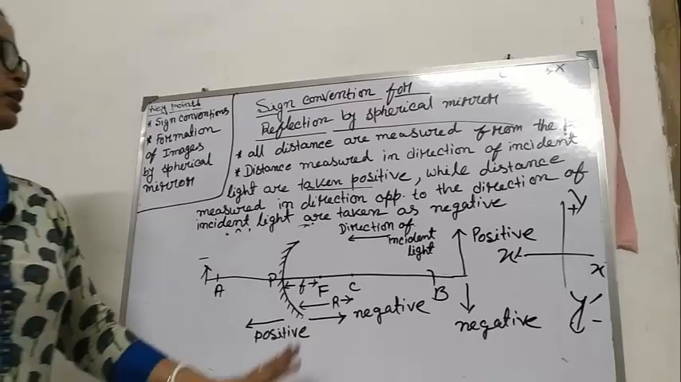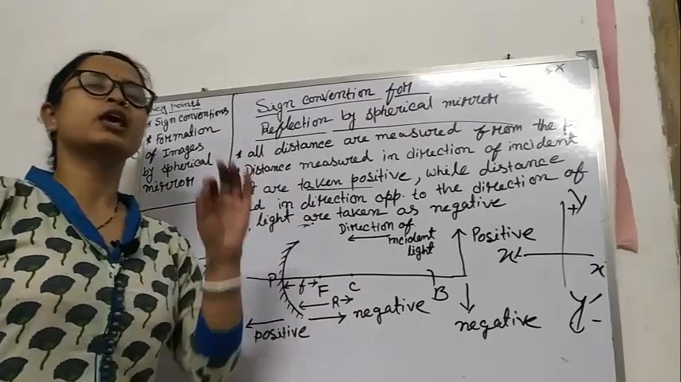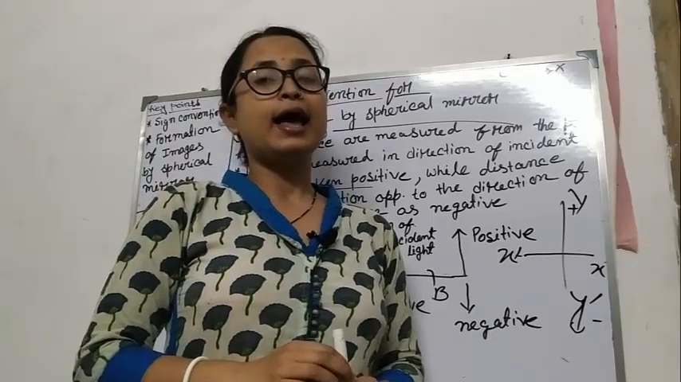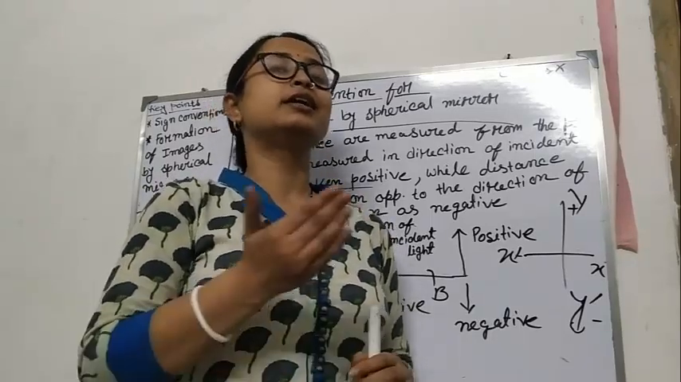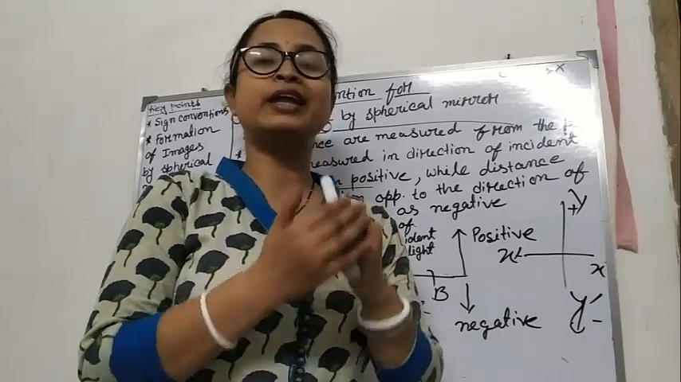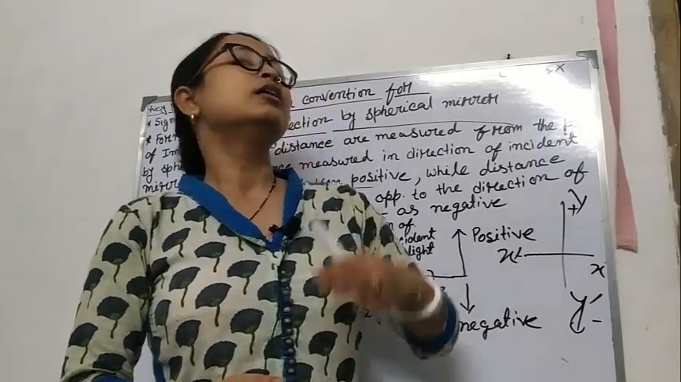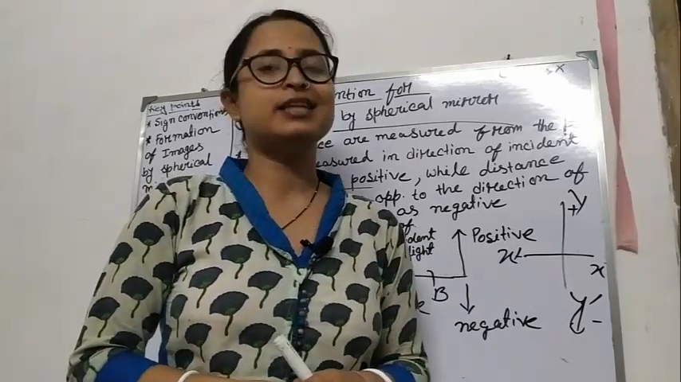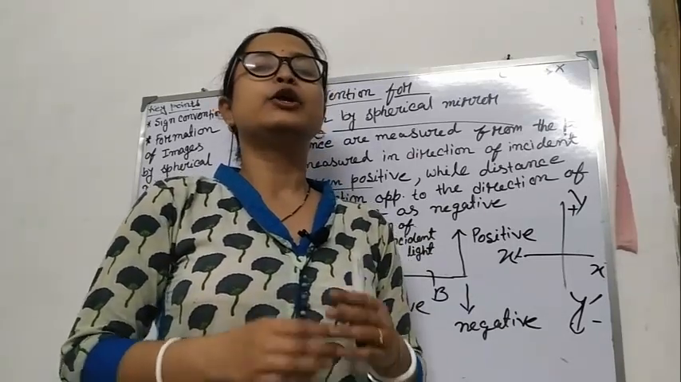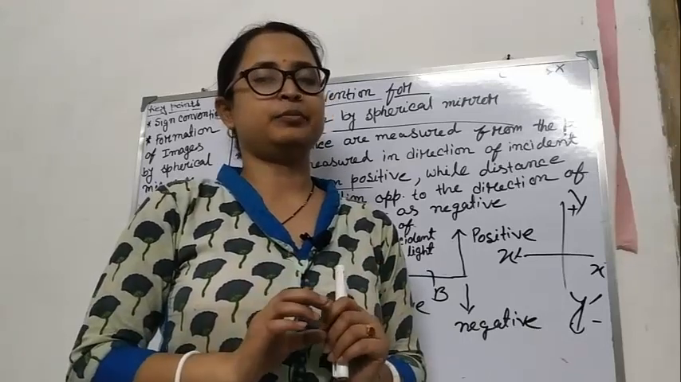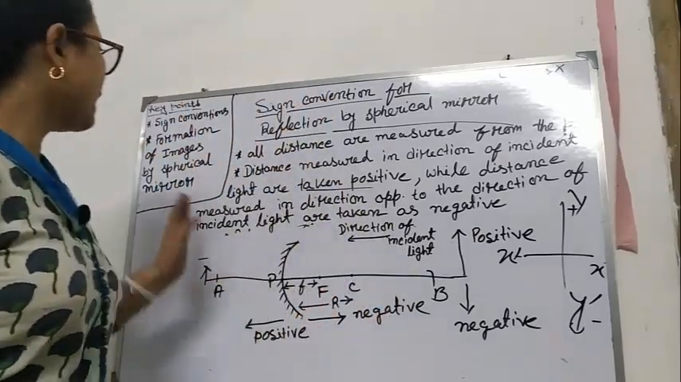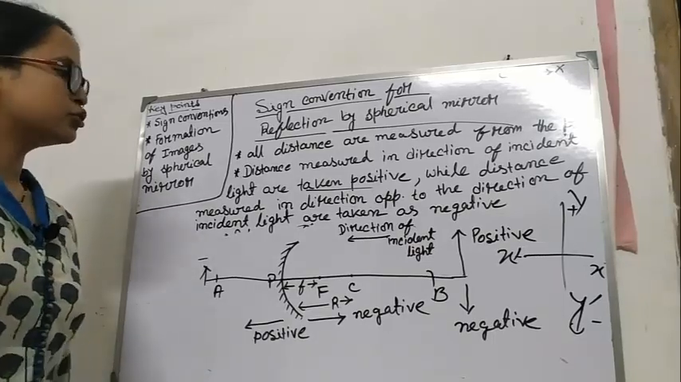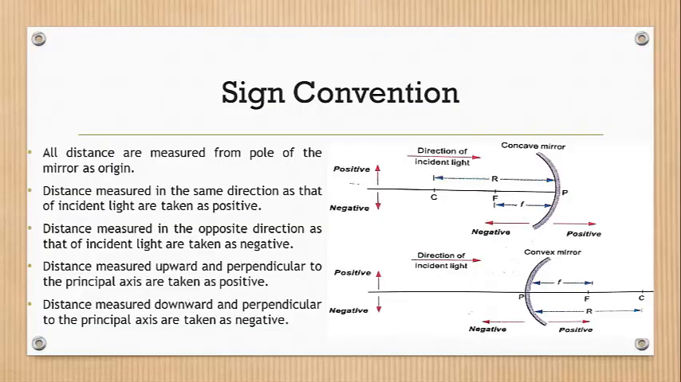So 2 points are there, you have to remember. Every time, all distances will be measured from the pole of the mirror, and whenever the distance is in the direction of the incident light, it will be taken as positive, and whenever the distance is measured opposite to the direction of the incident light, then it will be taken as negative. Clear? Now we will learn about the image formation by spherical mirror. So let us do it. Just take a screenshot of this note.